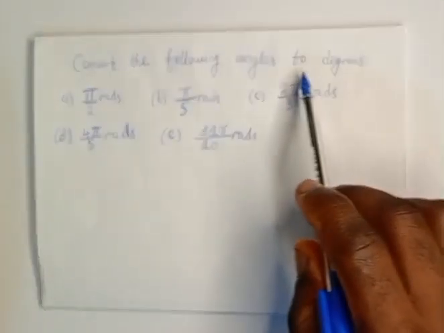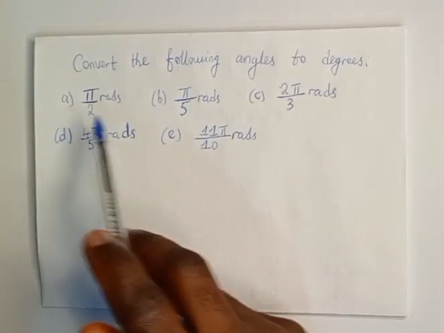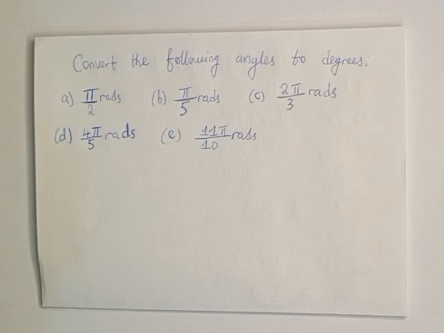Convert the following angles to degrees. You can see the angles have been given in radians. We are to convert them to degrees. First, for us to convert these angles, we are going to make use of the following.